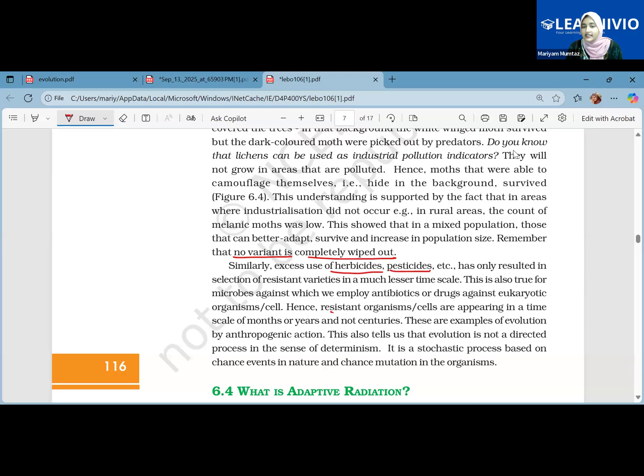So hence, resistant organisms or cells are appearing in a time scale of months or years and not centuries, because their lifespan is also very small. So these are the examples of evolution by anthropogenic action. Anthropogenic action means human, man-made actions. It is a stochastic process based on the events in nature and chance mutation in the organism.